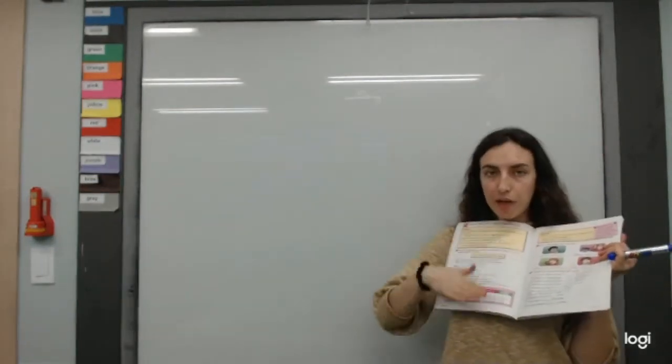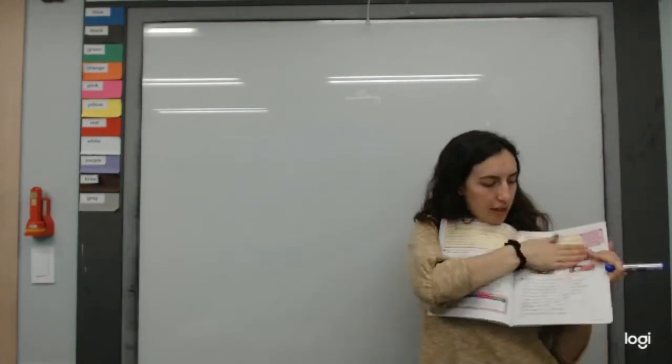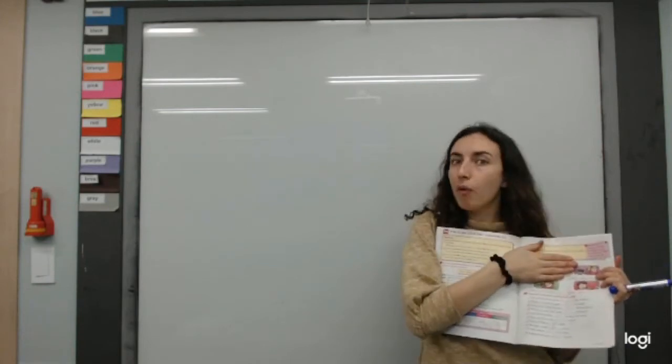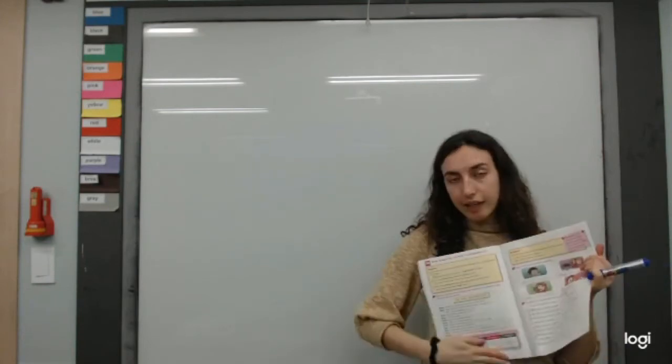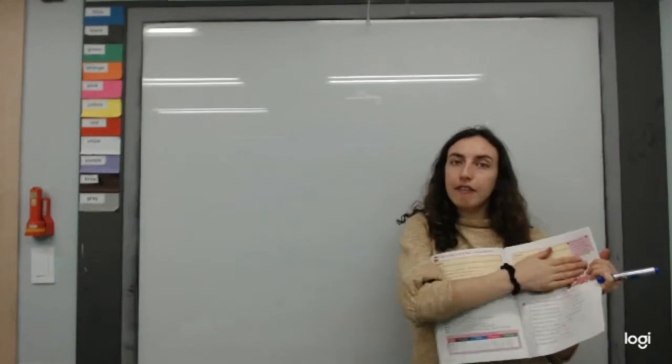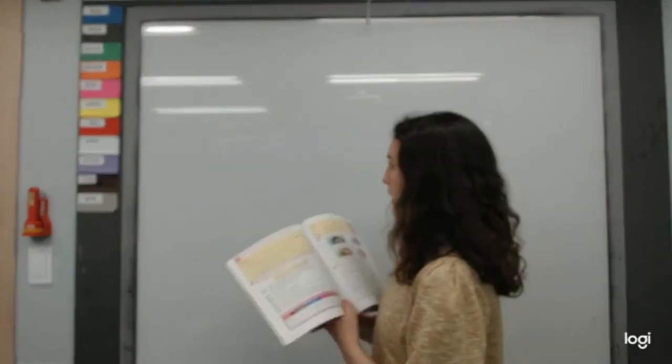Okay, so if we didn't finish, I want you to finish this page and this part before we check. So please finish before we check, okay? So let's see, page 76, we have Amy and Brian.